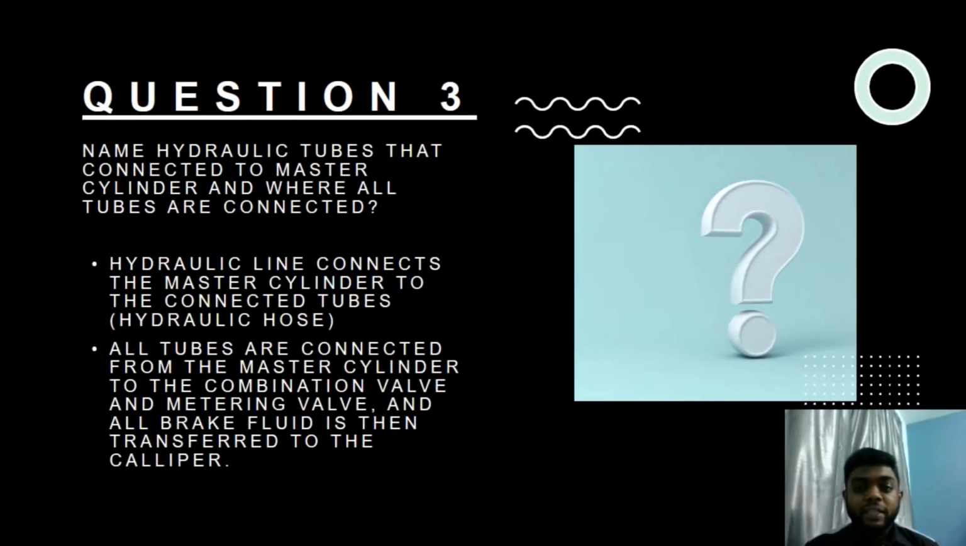Hello, my name is Satish Anulaki Ganesh from BMM A2-1. I'll be presenting question 3. Name the hydraulic tubes that are connected to the master cylinder and where all the tubes are connected. The hydraulic line connects the master cylinder to the connected tubes (hydraulic hose). All tubes are connected from the master cylinder to the combination valve and metering valve, and all brake fluid is then transferred to the calipers. Thank you.